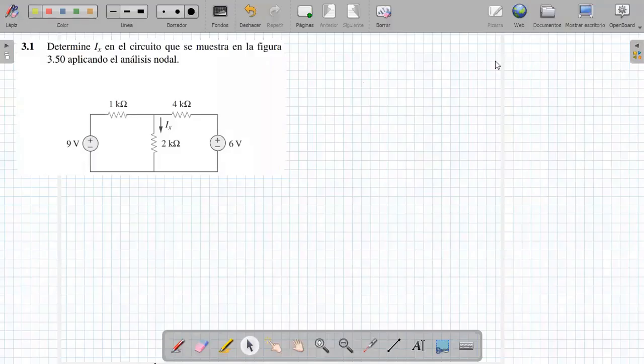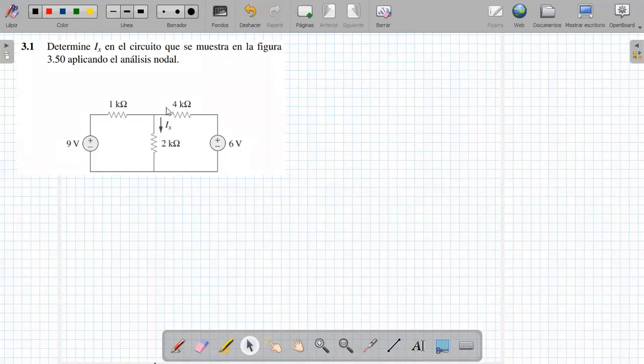Well, good day, then. In this video we are going to solve exercise 3.1 from the book Fundamentals of Electric Circuits. In this exercise we are asked to determine the current Ix in the circuit shown in the figure by applying nodal analysis.